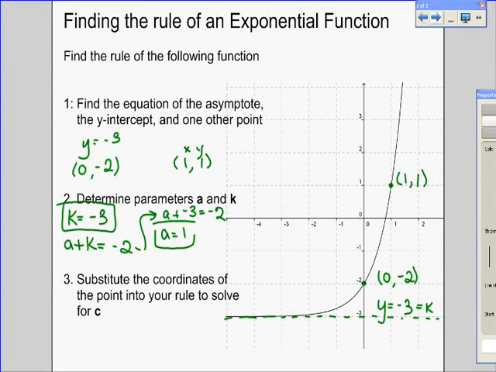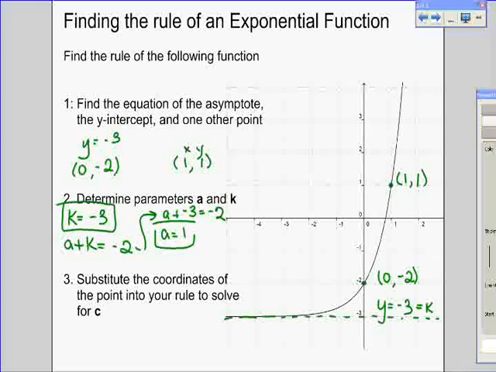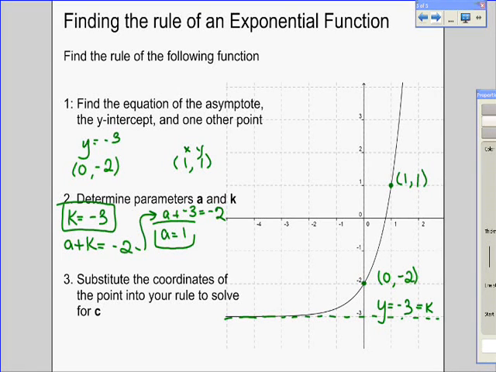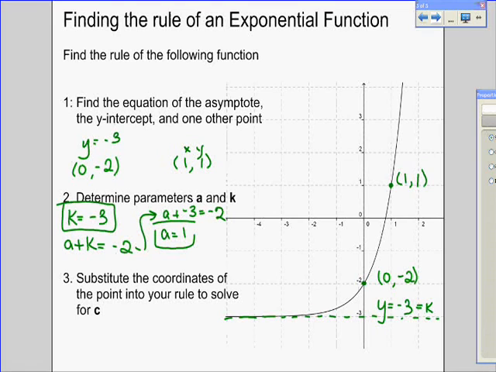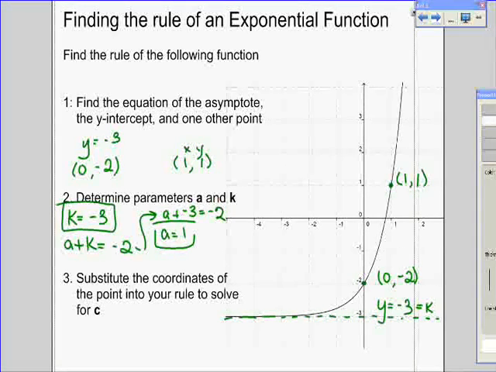And then the last thing is to substitute the coordinates of the point into your rule to solve for c. So once we have our values of a and k, we need to figure out what c is. So I'm going to run out of a little bit of space here. Let me see if I can extend my page. Perhaps I cannot. We are going to use this form of our rule.